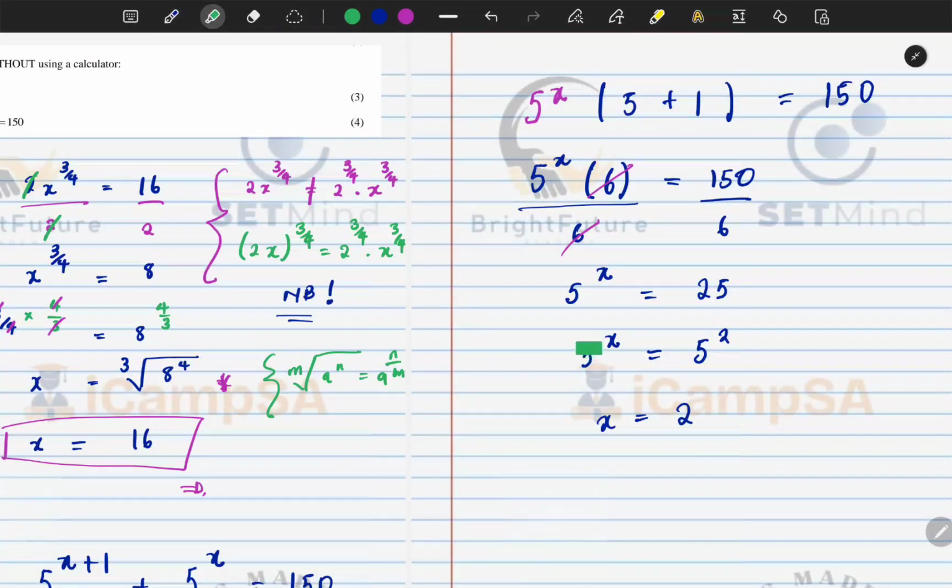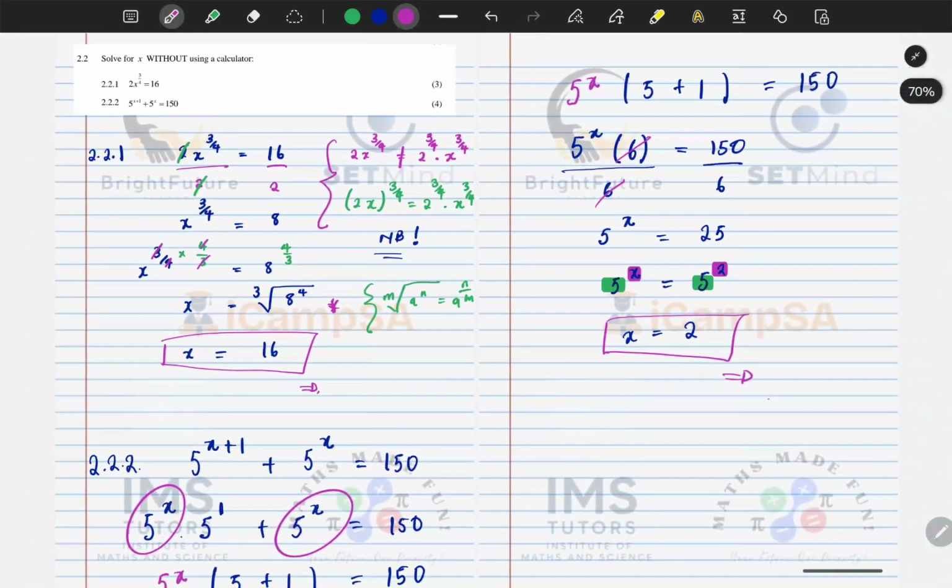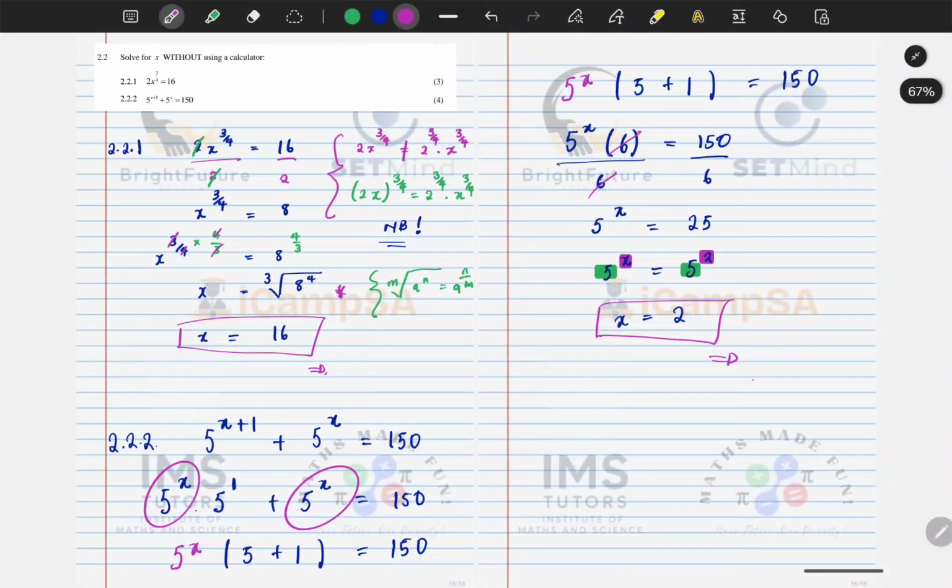Because remember, when you have the same base, what do you do with the exponents? You equate the exponents. So this is where you end. Now let's look at another question. Let's look at 2.3.